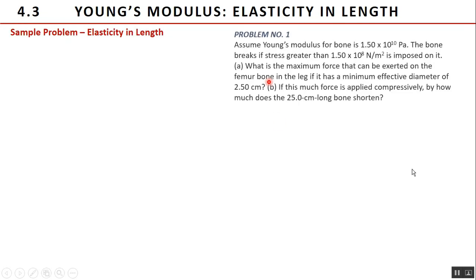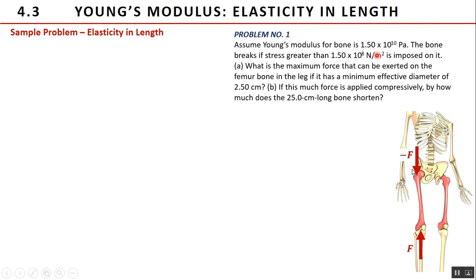Now, let us give a sample problem. Problem number 1. Assume that Young's modulus for bone is 1.5 times 10 raised to 10 pascals. The bone breaks if stress greater than 1.5 times 10 raised to 8 pascals is imposed on it. Letter A. What is the maximum force that can be exerted on the femur bone in the leg, if it has a minimum effective diameter of 2.5 centimeters? Letter B. If this much force is applied compressively, by how much does the 25 centimeter long bone shorten?